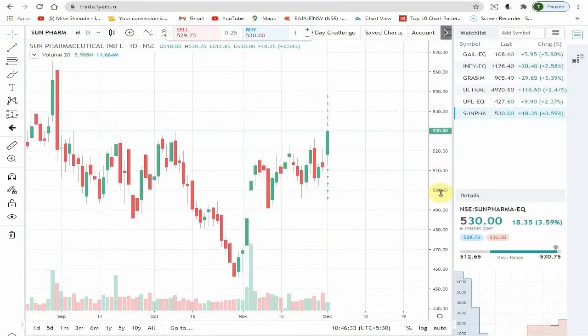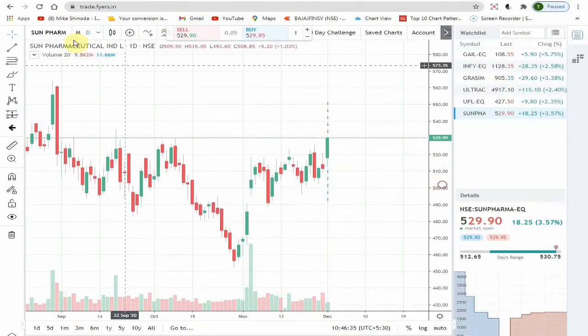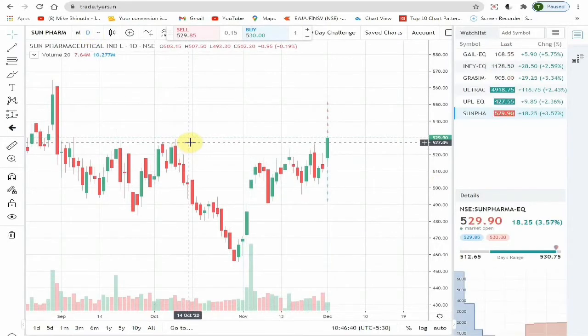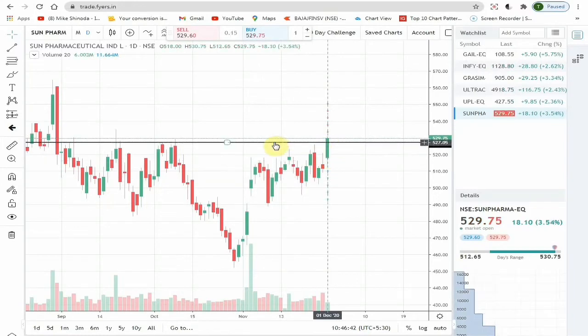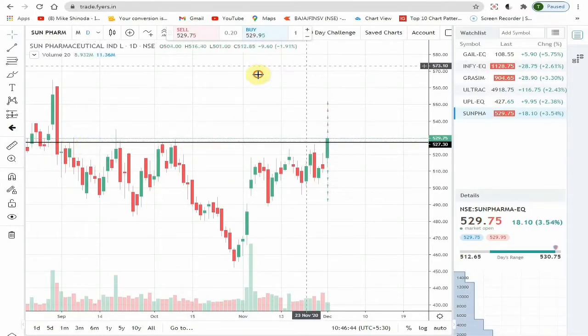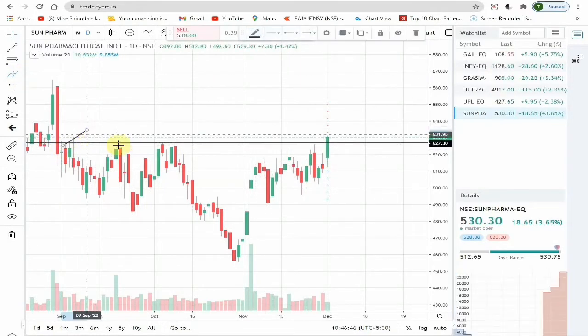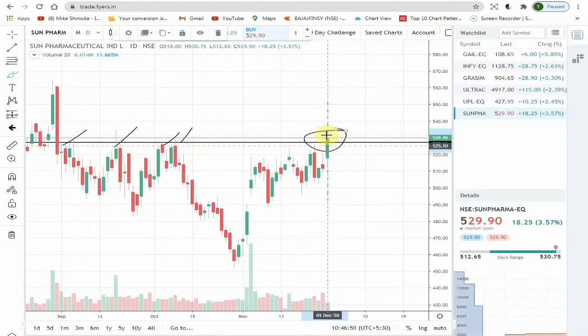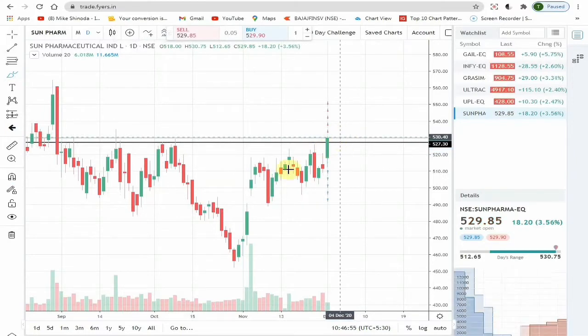So now if we have to quickly go through the daily candle for SunPharma, you can see traders, there was a constant resistance at 520, 26, 27 levels. Okay, so whenever the stock was coming here, it was getting rejected, and it got rejected multiple times, and finally it gave a breakout over here. Okay, so that's one of the reasons.